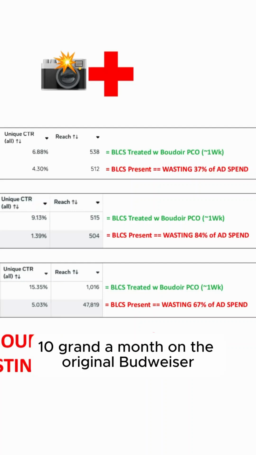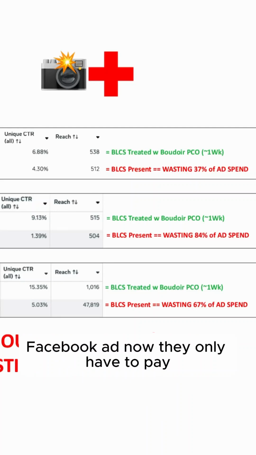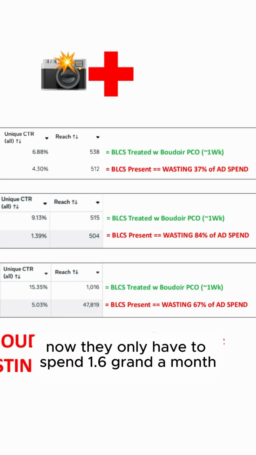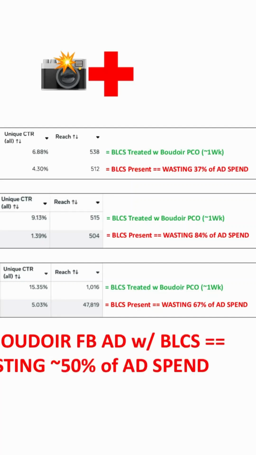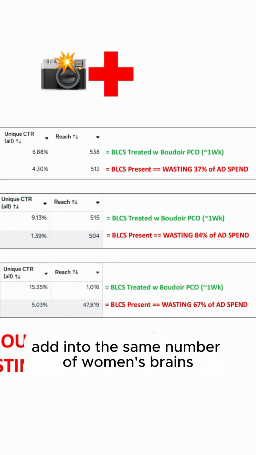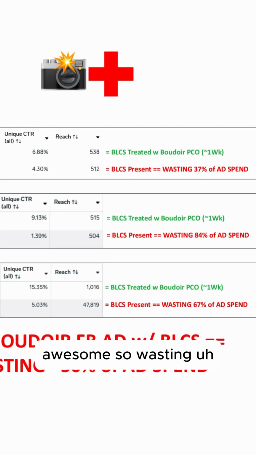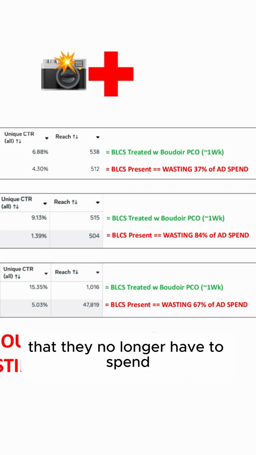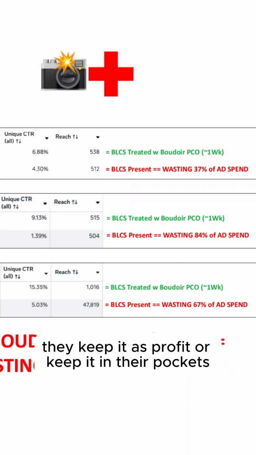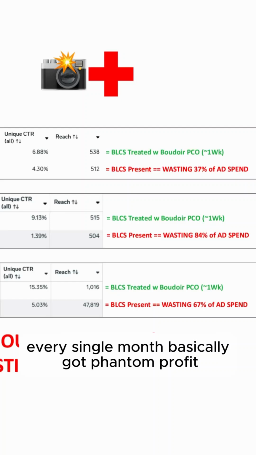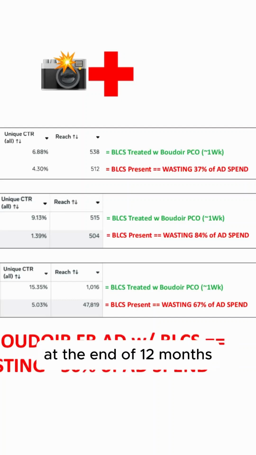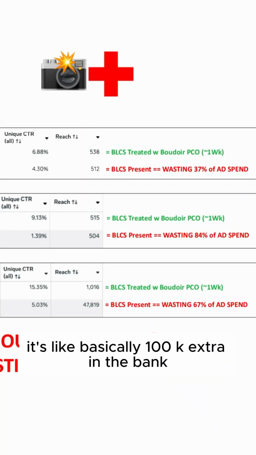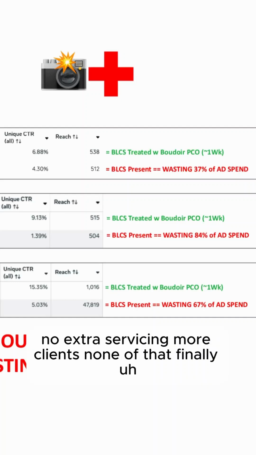So that means if they're paying 10 grand a month on the original Boudoir Facebook ad, now they only have to spend 1.6 grand a month with the Boudoir Pico treated ad to get their ad into the same number of women's brains. Awesome. So that $8,400 a month difference that they no longer have to spend, they keep as profit or keep in their pockets every single month. Basically a phantom profit, Boudoir Pico profit, whatever. And at the end of 12 months, it's basically 100K extra in the bank. No extra work, no extra effort, no extra servicing, more clients, none of that.